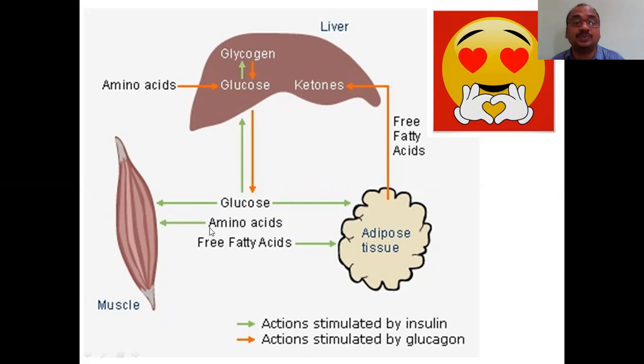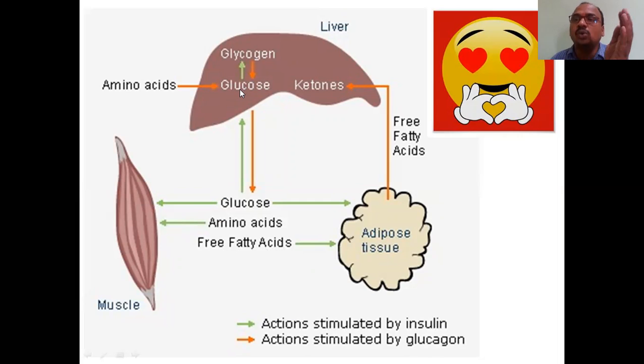Amino acids, the proteins, will be taken up by the muscles with the help of insulin. And free fatty acids, you know fat is present in the adipose tissue, will be taken up by the adipose tissue. That is due to insulin. Here also one ash mark is there: in the liver, glucose will be converted into glycogen. That arrow mark is insulin.